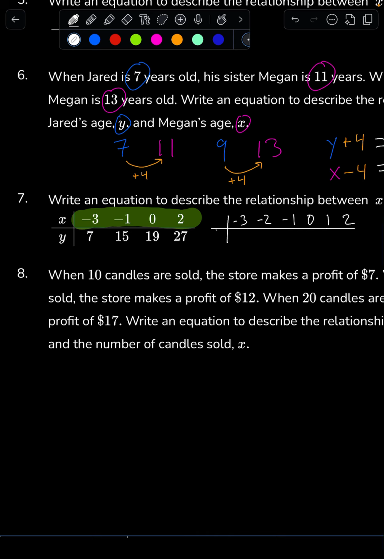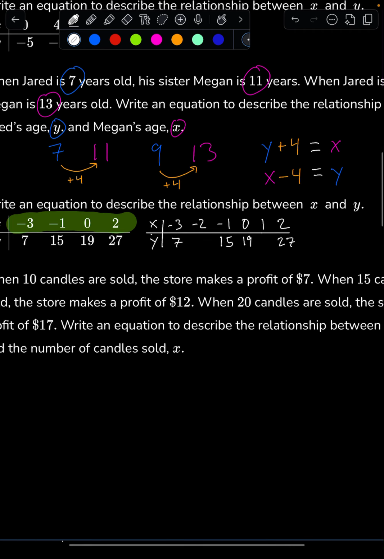And I'll fill in what I know. When x was -3, it says that y is 7. And I'll label these just so it's clear. We don't have -2 yet, but we know when x is -1, y is 15. When x is 0, y is 19. And when x is 2, y is 27. So now what I want to do is look and see if we have some kind of common difference here.